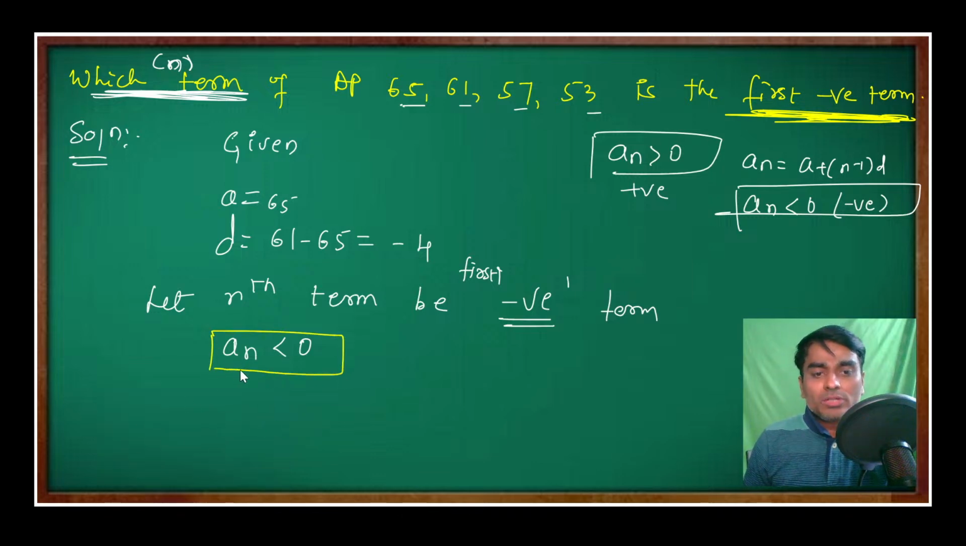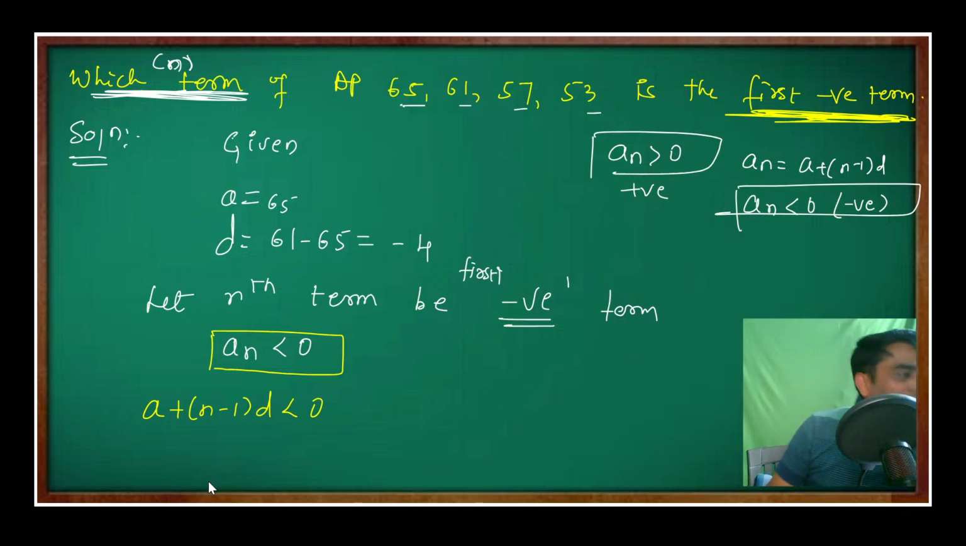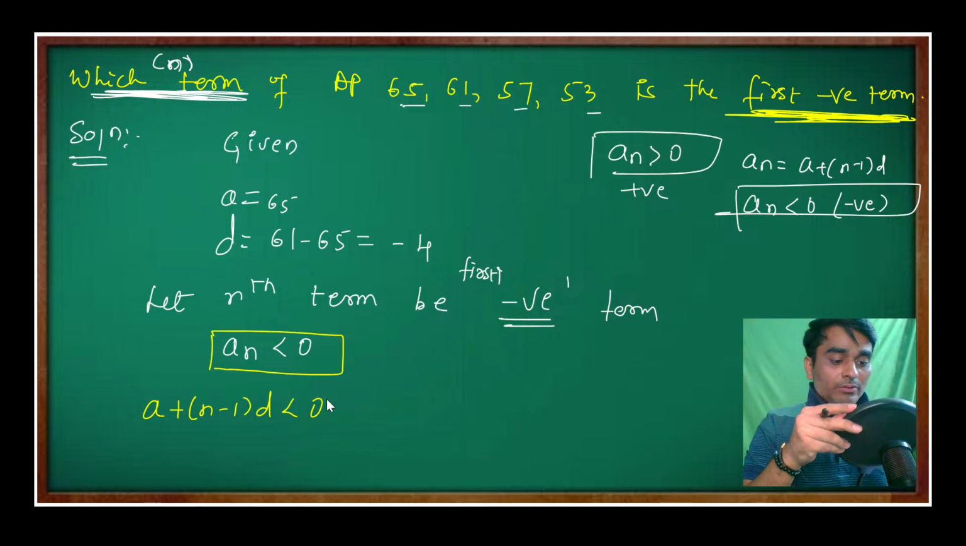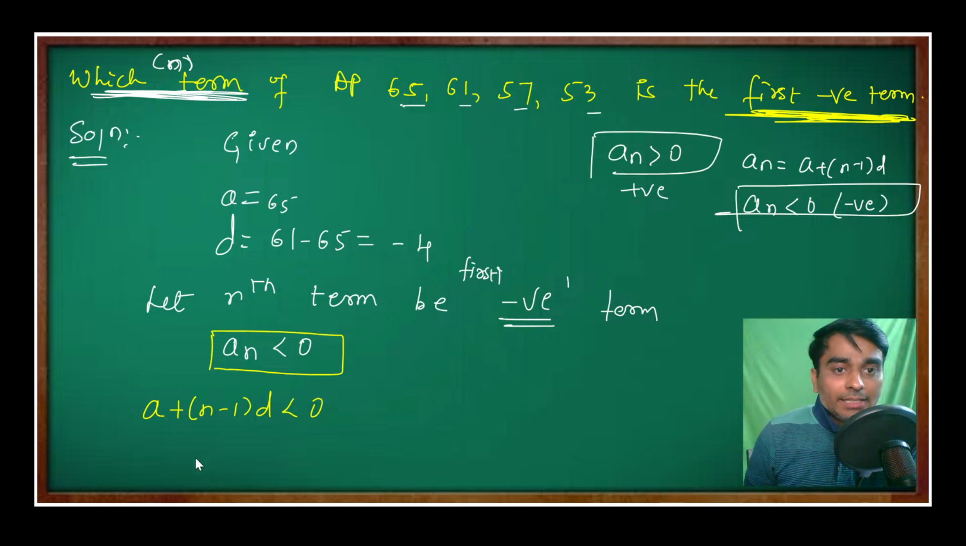Now we will put this a_n formula only, a plus (n minus 1) into d, less than 0. Same thing, but the less than 0 condition we will use. That is very important to know. Okay, so now what is your a? 65. The remaining process will be same, but there will be one thing.